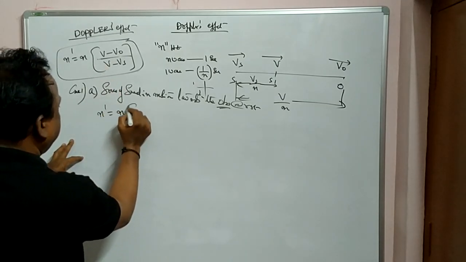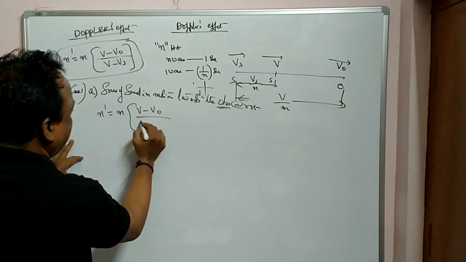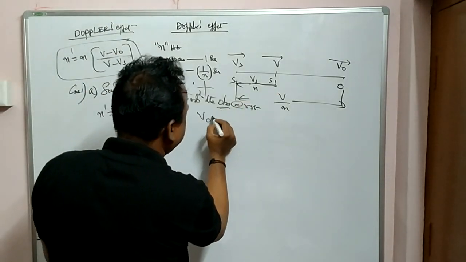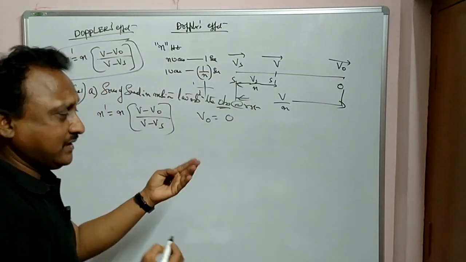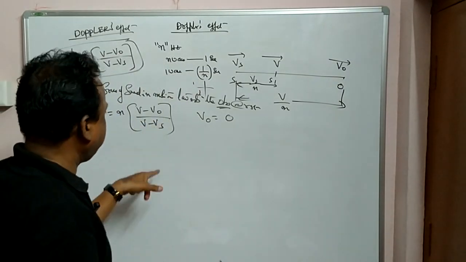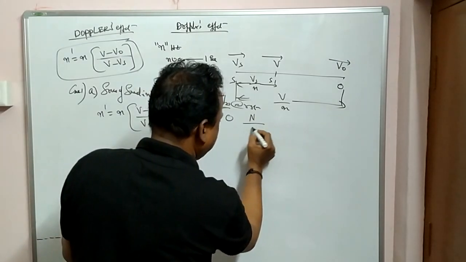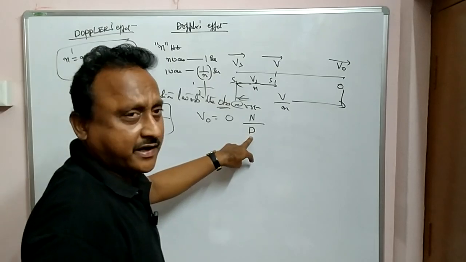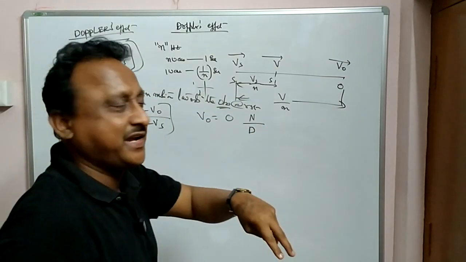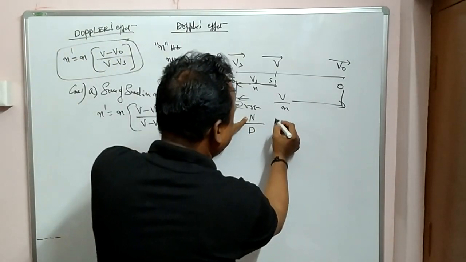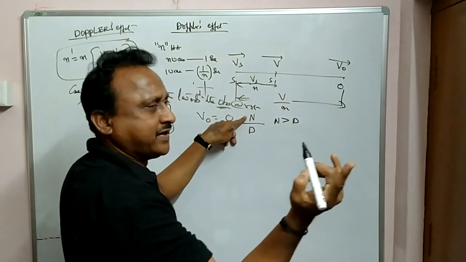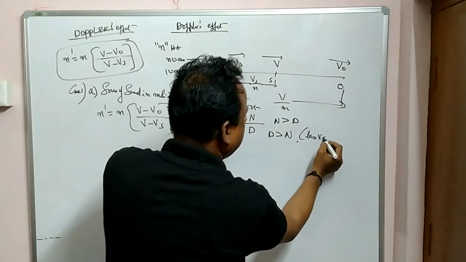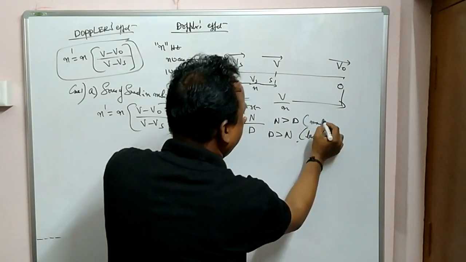n dash is equal to n into (v minus v0) by (v minus vs). Since the observer is at rest, v0 is equal to 0. And here I am telling a simple method to understand this equation. In maths we have a numerator and a denominator in a fraction. When will you get more value, when will you get less value? For example, if the numerator is more than the denominator, you will get more value. If the denominator is more than the numerator, you will get less value. Here less value, here more value.